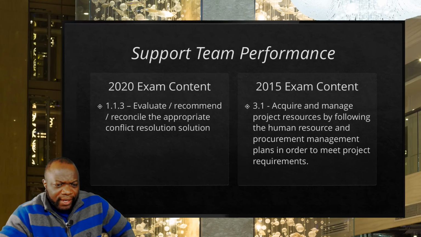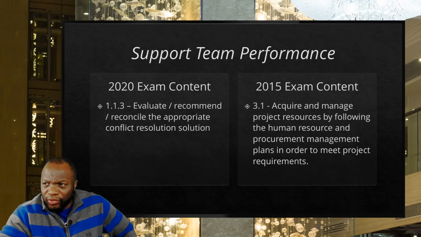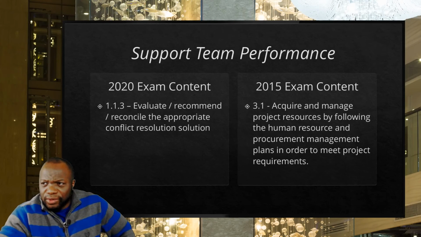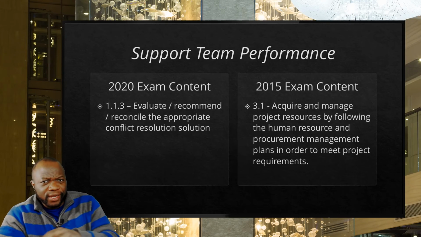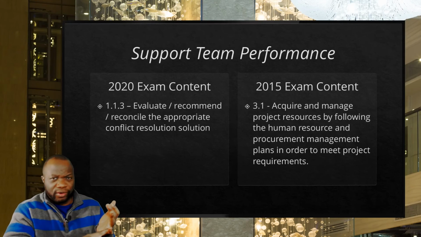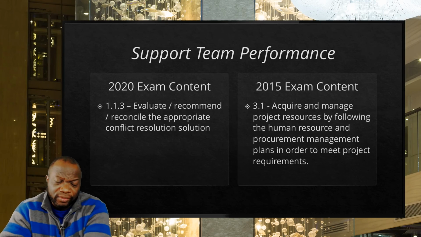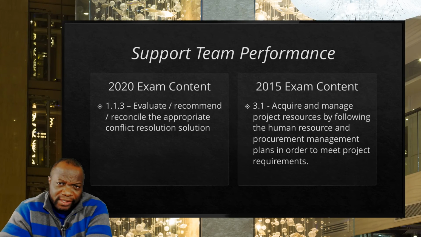The next enabler here is 1.13, and that is evaluate, recommend, or reconcile the appropriate conflict resolution solution. In other words, decide which way is best. Now, when we talk about these conflict resolution approaches, you got to remember these are in the PMP guide. We've got withdraw or avoid. We've got smooth or accommodate. We've got compromise or reconcile. We've got force or direct. We have confront, also known as problem solving. We also refer to that as collaborating.